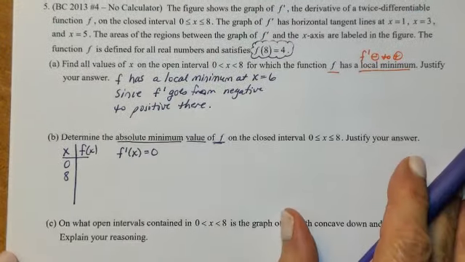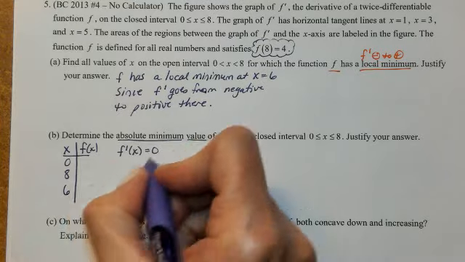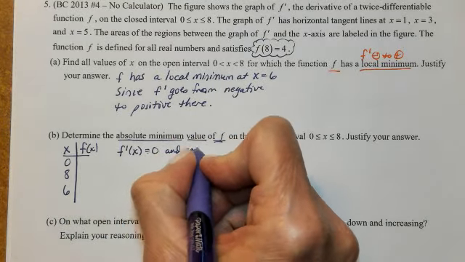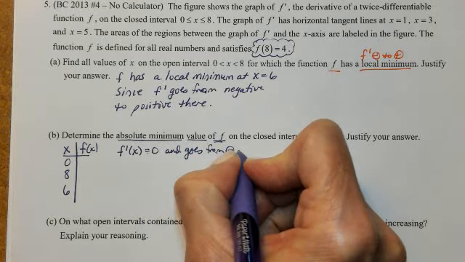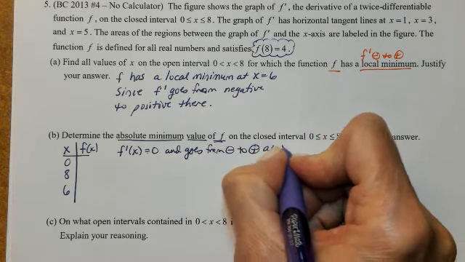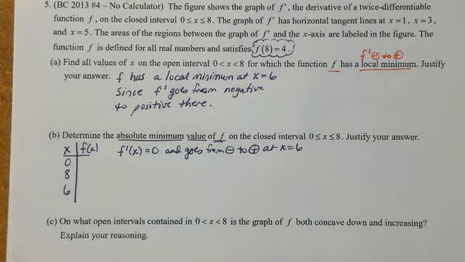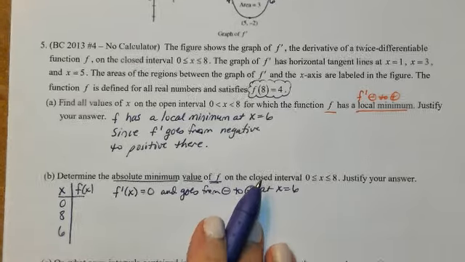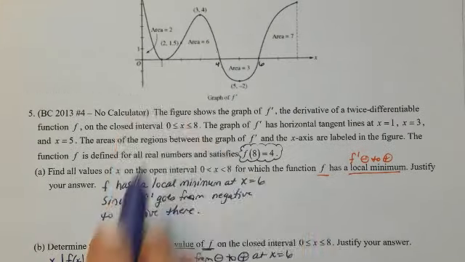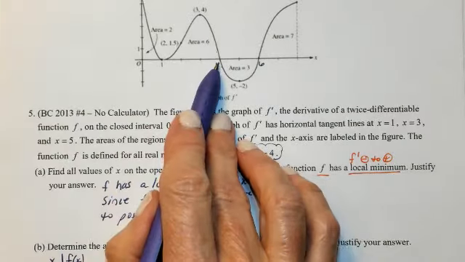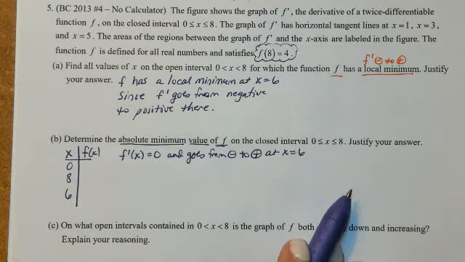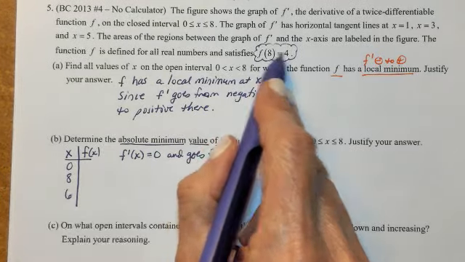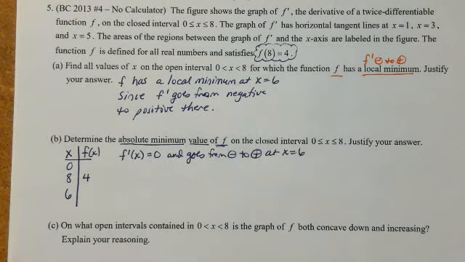So f prime is 0 and goes from negative to positive at x equals 6, right? Only. Now, could we put these other values? Yeah, we could put those other values. We just don't have to, okay? It certainly wouldn't hurt to put 1 and 4 here as well. I just know those are not going to be my answers, okay? So, they gave me f of 8 is 4, so I'm going to put that on. F of 8 is 4.